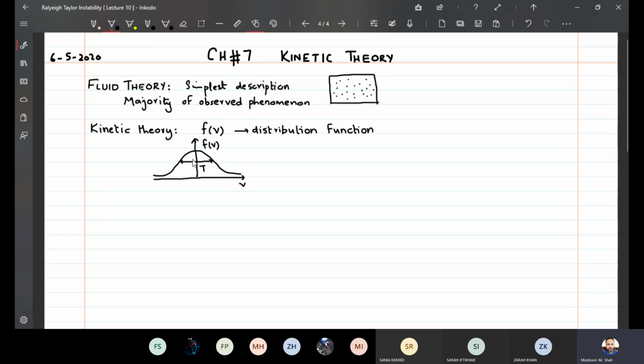So most of the particles remain in this region with, you can say, zero velocity. There are very few particles with a high velocity. So this is basically the Maxwellian distribution that we usually use in fluid theory.